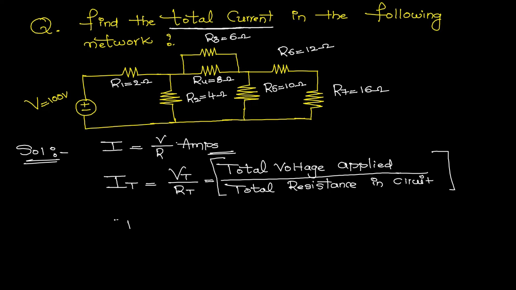Now see here, total current IT is equal to VT. VT means we are applying 100 volts here, so directly we can say that VT is equal to 100 volts, divided by RT. We don't know exactly the value of total resistance or equivalent resistance in the given network, because there are totally 7 resistances. So to find this total resistance, we can go for the series and parallel combination of resistances.